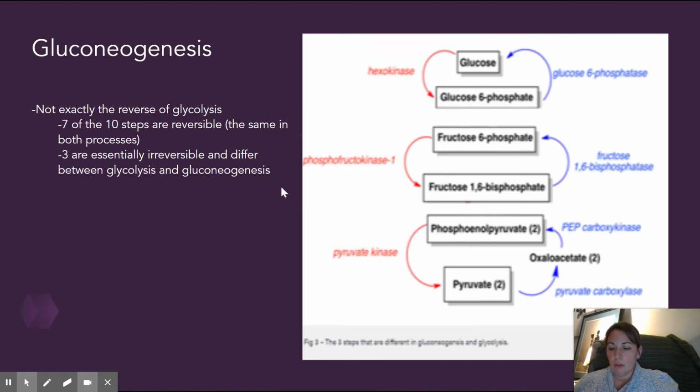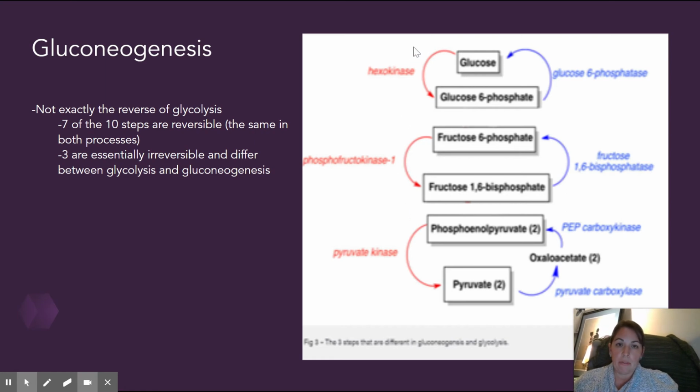So, like I said, in order to make this reaction energetically favorable, we do need to use a lot more energy. And it's not exactly the reverse of glycolysis. In glycolysis, 7 of the 10 steps are reversible, and these 7 steps are the same as in gluconeogenesis, but occur obviously in the opposite direction. 3 of the steps, though, are essentially irreversible in glycolysis, and these are the ones that differ between glycolysis and gluconeogenesis.